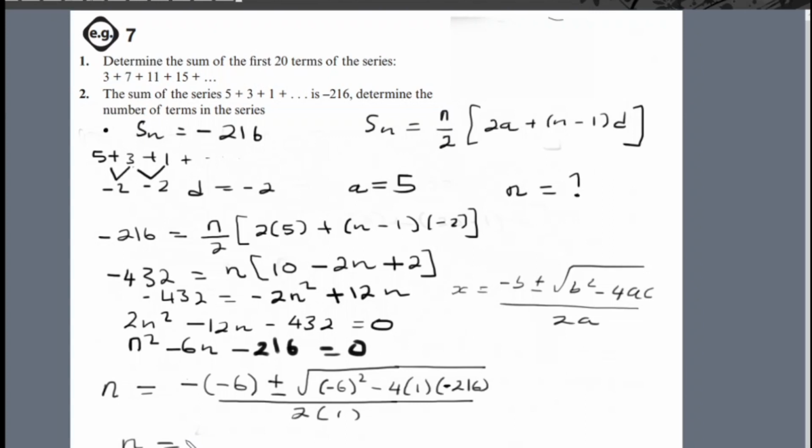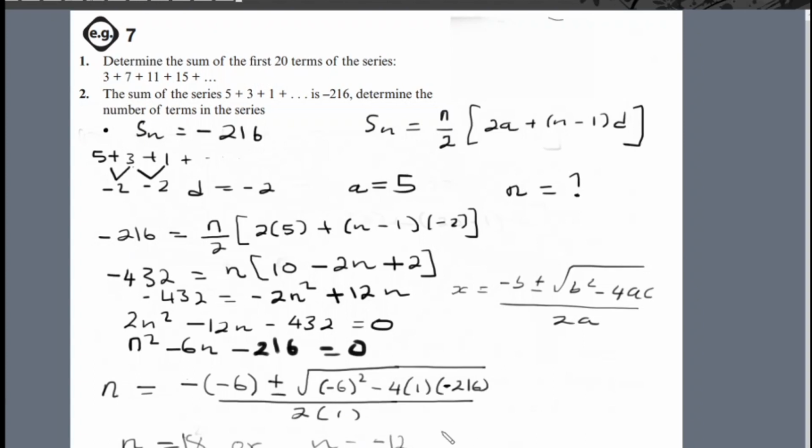6 plus or minus the square root of 6 squared minus 4 times 1 times minus 216, divided by 2. We find that n is 18, and n is also equal to minus 12, right? Minus 12.